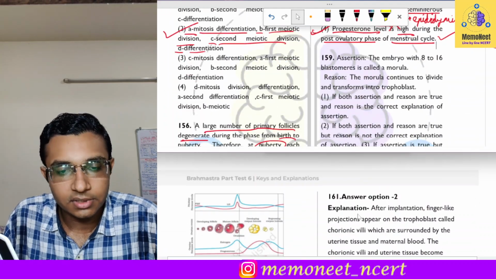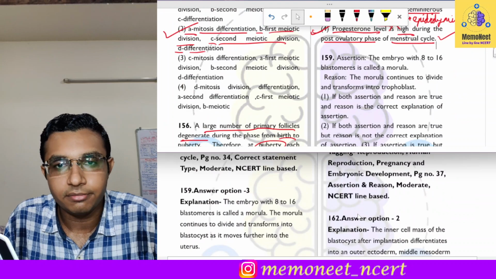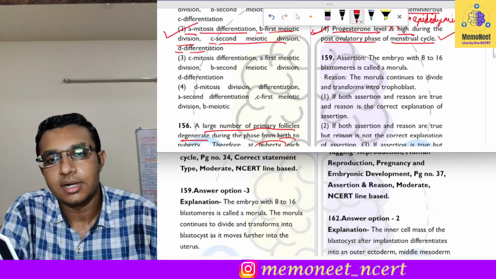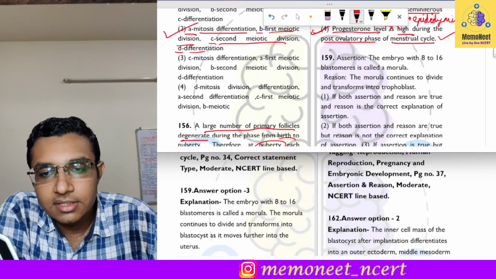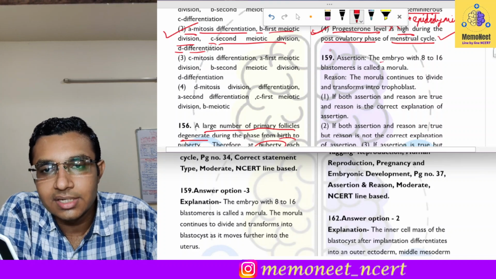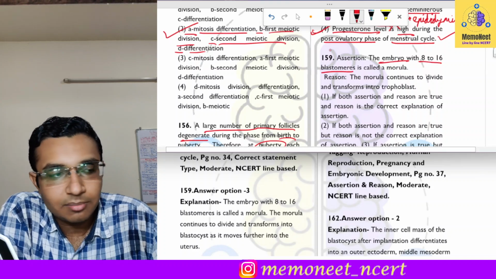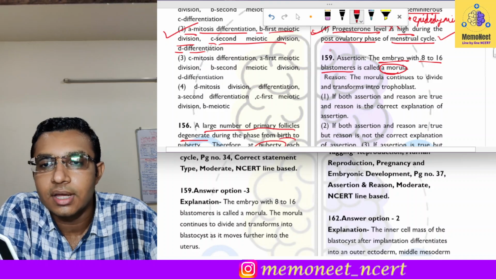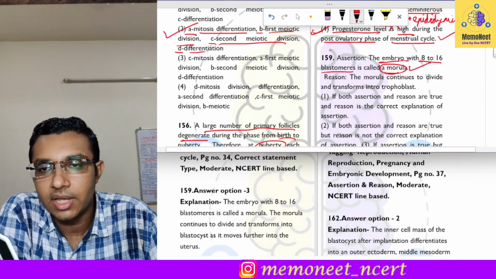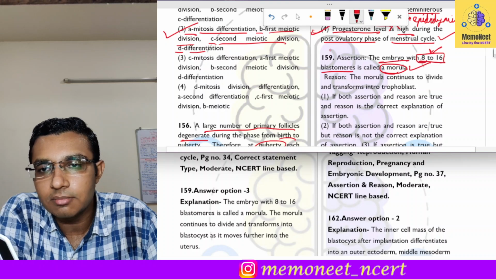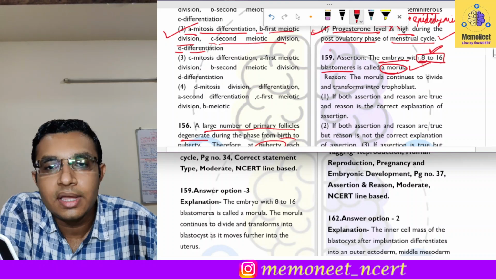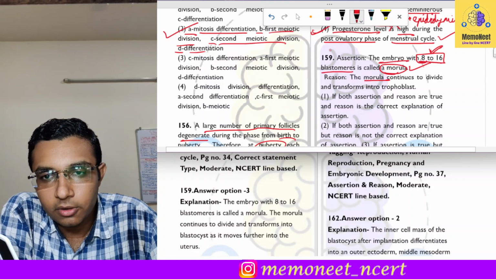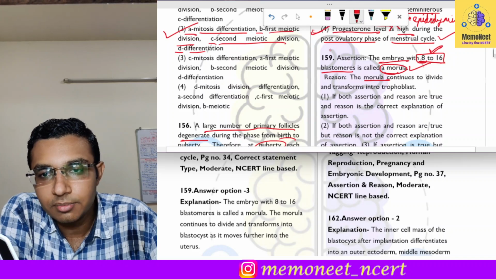Now moving on to the next question, that is question number 159. It is an assertion reason type of question. The assertion states that the embryo with 8 to 16 blastomeres is called a morula. So is this assertion correct? Yes, this assertion is correct. The embryo which contains 8 to 16 blastomeres is called a morula. The reason given here is: the morula continues to divide and transforms into trophoblast.